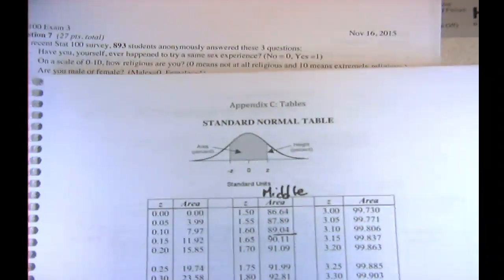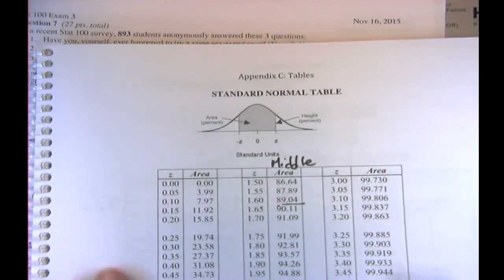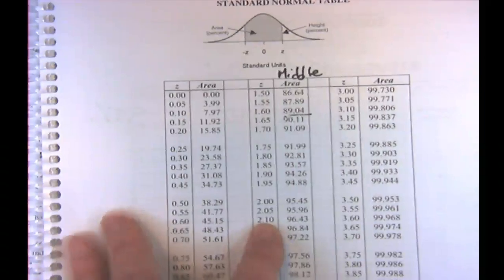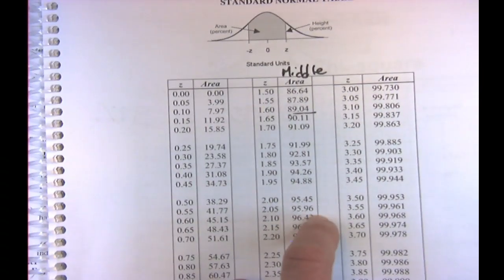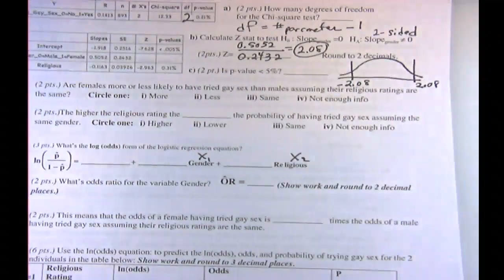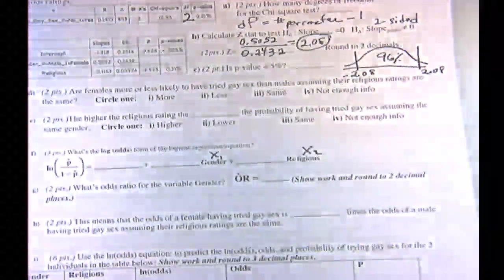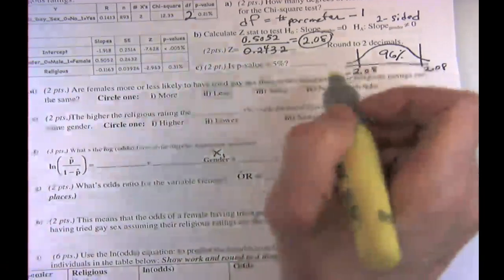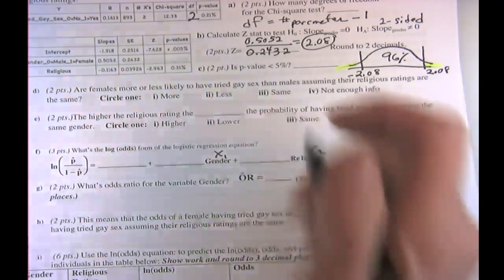Remember, we never use F or T tests for logistic regression. So let's look here, 2.08. So we can round it to like 96, let's say. Let's just round it to 96. I'm not asking you to do it exactly. So that would be 96% in the middle. And so for a 2-sided test, it would be this tail, and that p-value is about 4%, so yes.